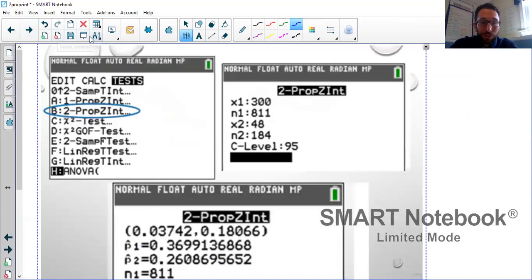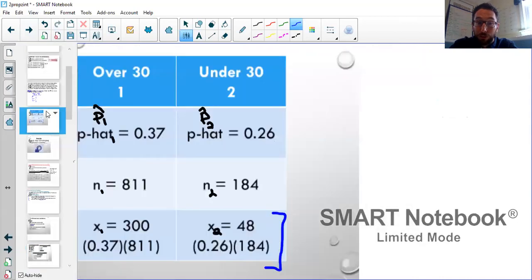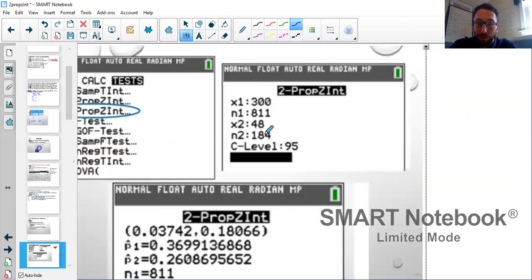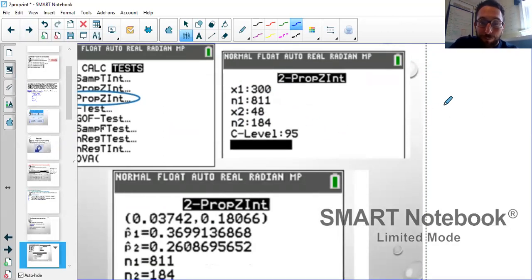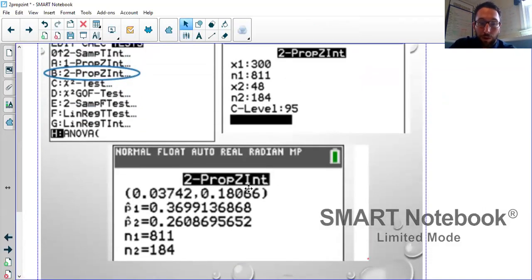So you can see here, top left, stat tests, shows my letter B, 2 prop Z interval. On the top right, I have my over 30 group as group 1, which is how I set it up in the table, I'm pretty sure. Yep, so we're good there. My group 1 is my over 30 numbers, my group 2 is my under 30s. We'll go 95% confidence just because I'm feeling it. And then down here we see our output screen.